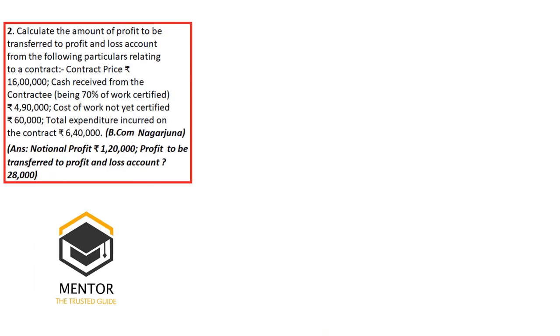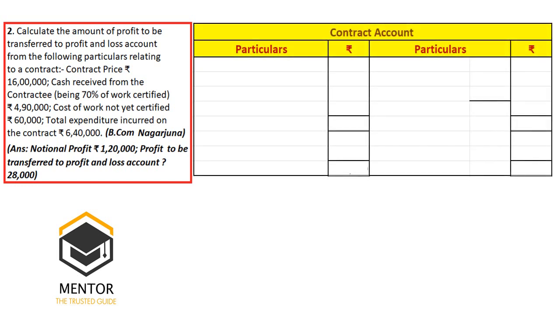So we'll take up one more question. In this question, calculate the profit transfer to P&L account for the following information. Contract price is 16 lakh, total contract value, cash received being 70% of the work certified, 4 lakh 90, 70% is 4 lakh 90, 100% would be work certified. Cost of work not yet certified 60, total expenditure incurred is 6 lakh 40,000. Quite easy. Simply prepare the account, fill the information to contract cost, that is expenditure incurred 6 lakh 40 by work in progress, work certified.